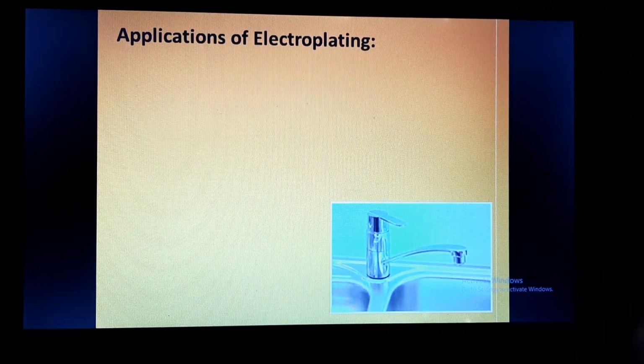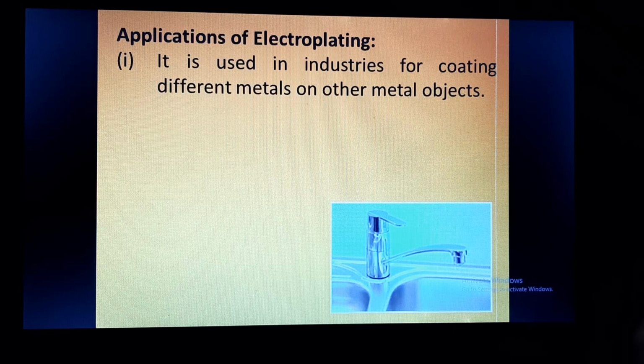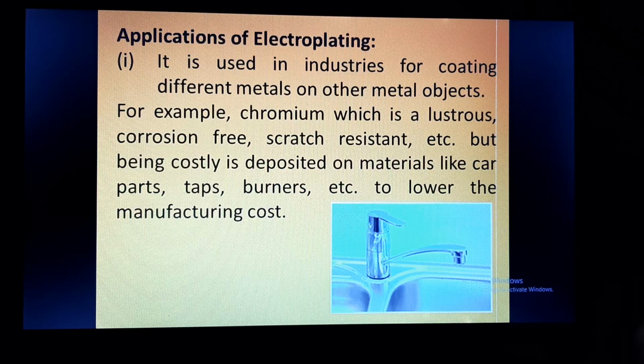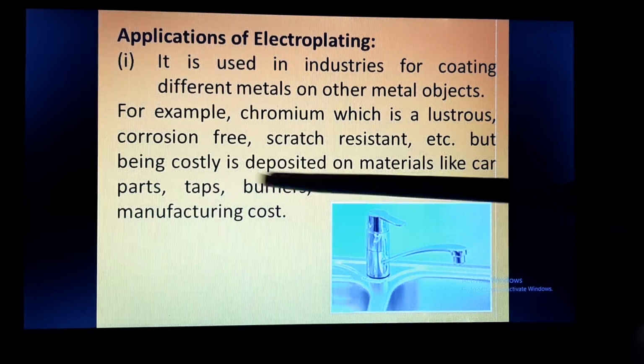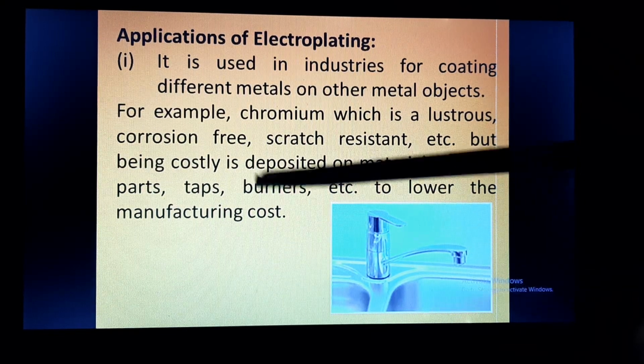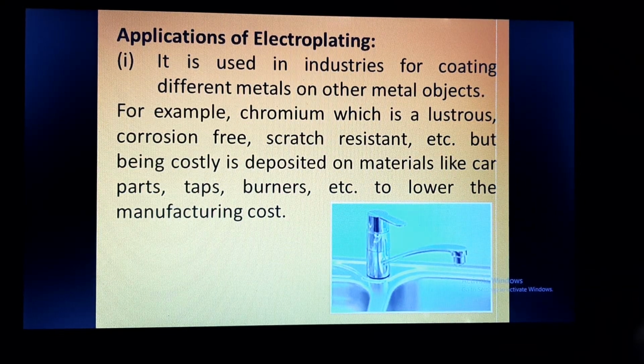What are the applications of electroplating? Why is it important? Electroplating is used in industries for coating different metals onto other metal objects. For example, you must have observed chromium finished taps. Chromium is lustrous, corrosion free and scratch resistant, but very costly. We cannot make taps from chromium because chromium is very expensive. So what we can do is electroplate chromium on brass, iron, etc.